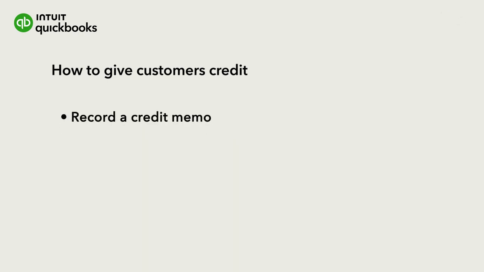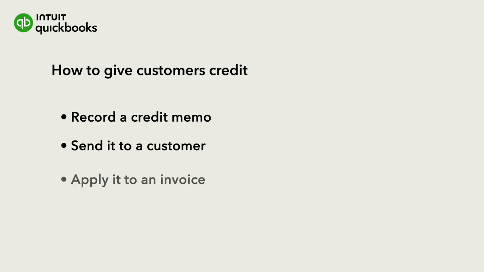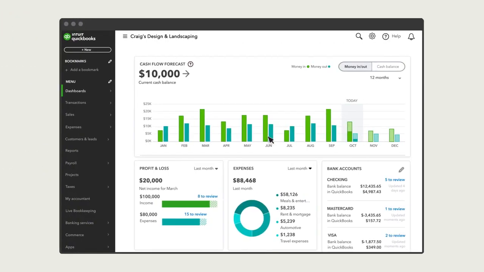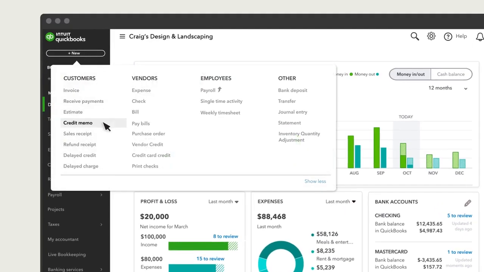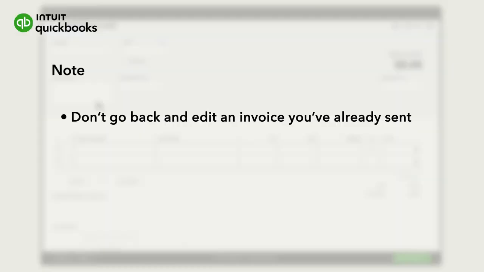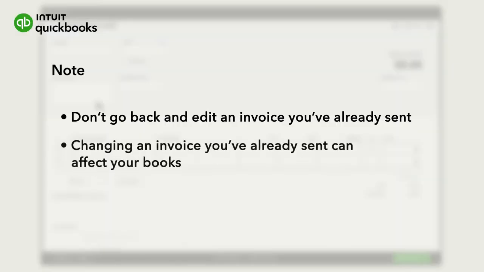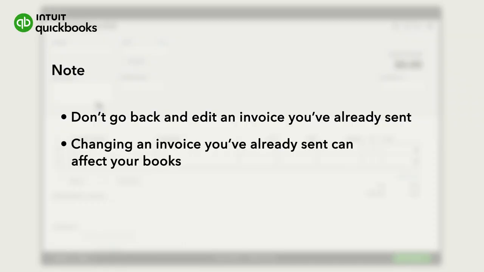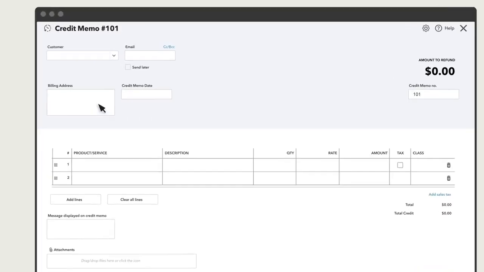We'll go over how to record a credit memo, send it to a customer, and then apply it to an invoice. To start, select New, Credit Memo. Note that it's important not to go back and edit invoices that you've already sent. If you change an invoice after you've sent it, you risk changing information from a prior period. To change a customer's balance the right way, use a credit memo.